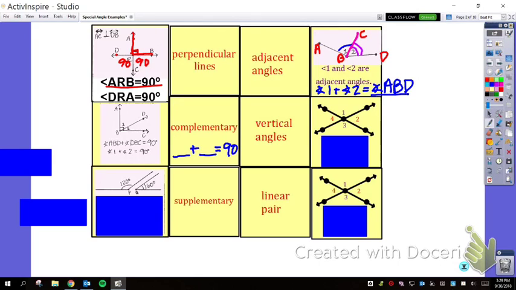Now your easy way to remember complementary is if we draw in this line right here, then this looks like a 90, so we would have 90 degrees.